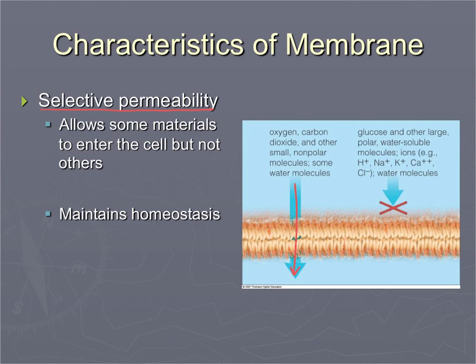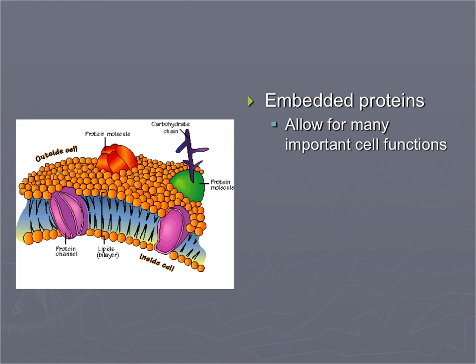If it's a large molecule like glucose or really big proteins or ions that carry a charge, they are barred from going across the cell membrane unless they go through a protein. And because of this selective permeability, it allows the cell to maintain homeostasis because the cell membrane can determine what goes in and out. Embedded within those phospholipids, again, are some proteins.